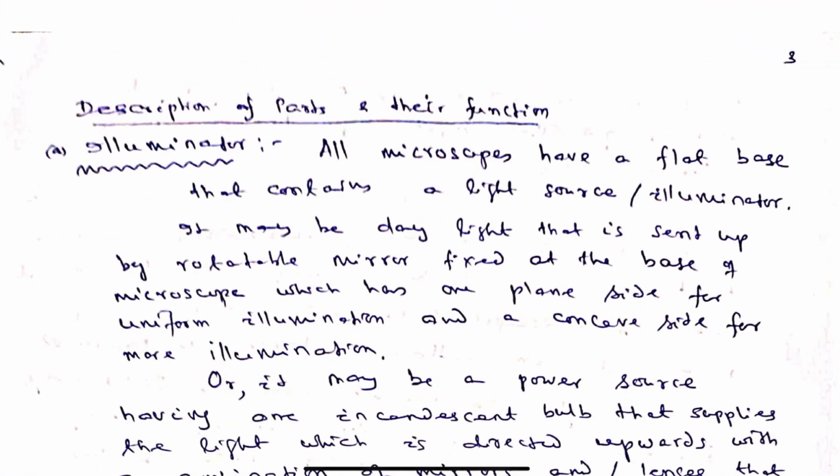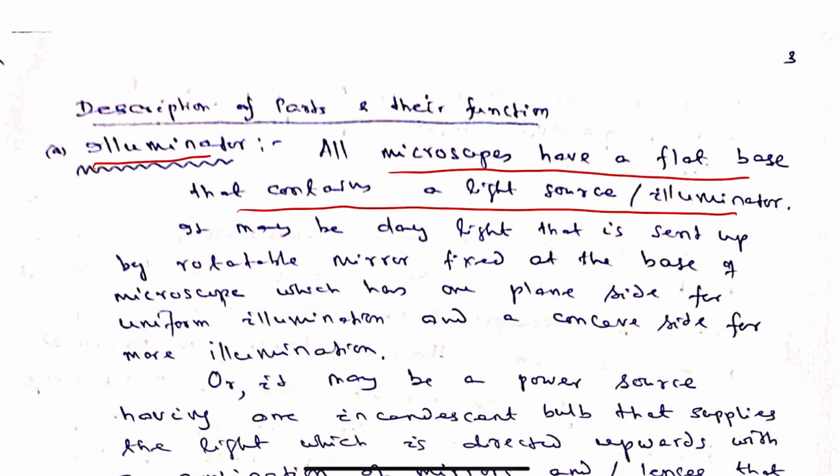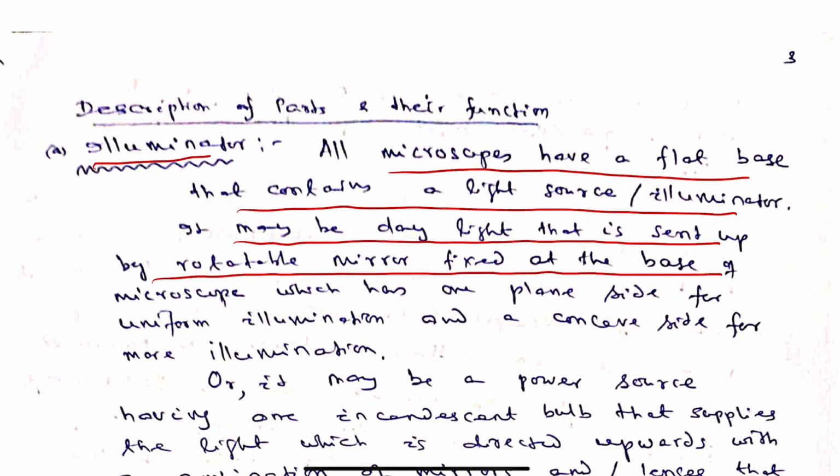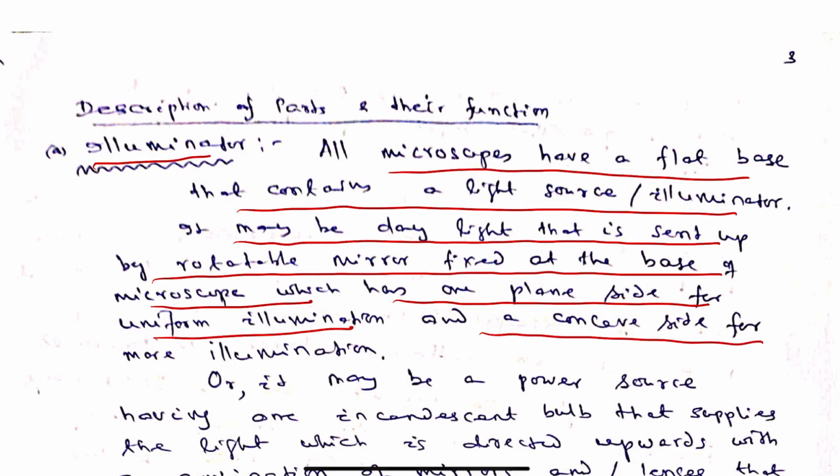Now let us discuss these different parts. First is the illuminator. All microscopes have a flat base that contains a light source or illuminator. It may be daylight that is sent up by a rotatable mirror fixed at the base of the microscope stage, which has one plane side for uniform illumination and a concave side for more illumination.